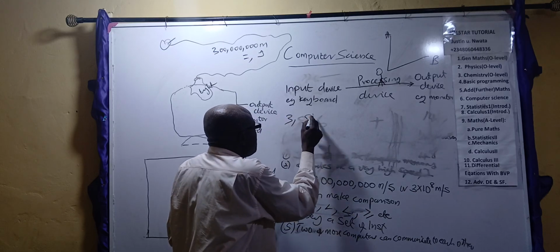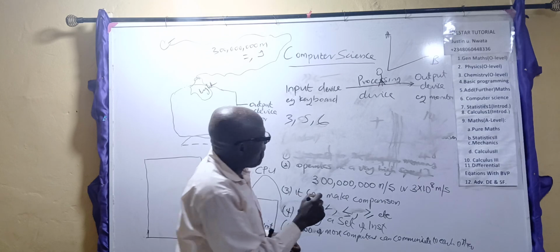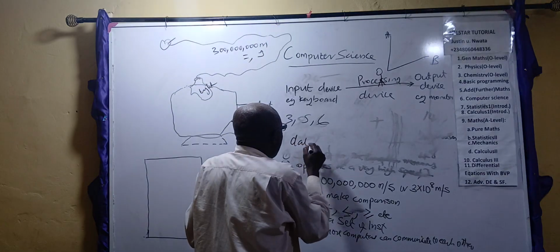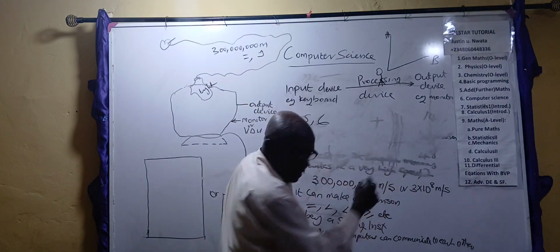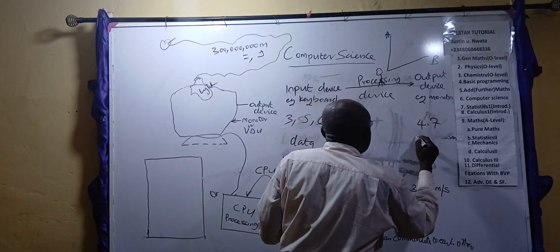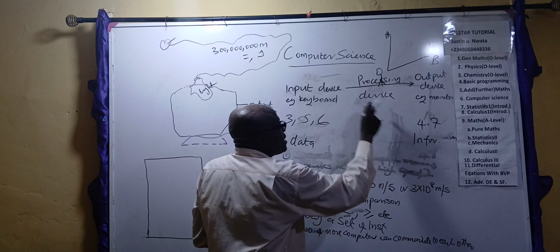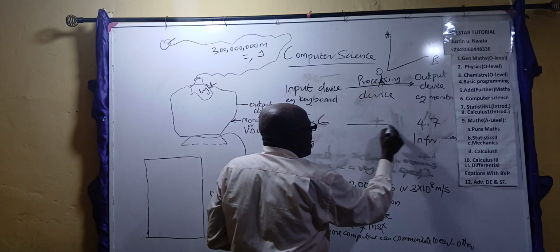3, 5, 6. This is data. What I have here is what? 4.7 is information. What did I do? What is the process that took place here? Average.